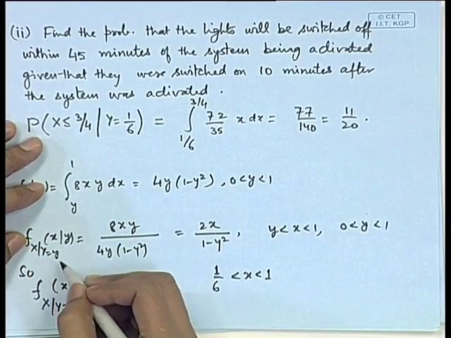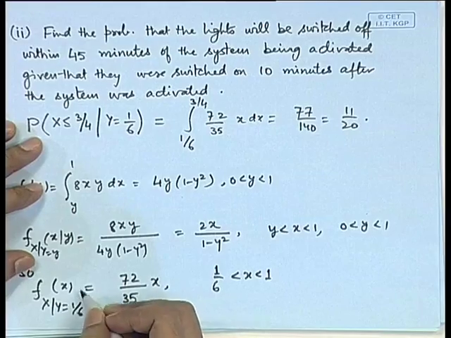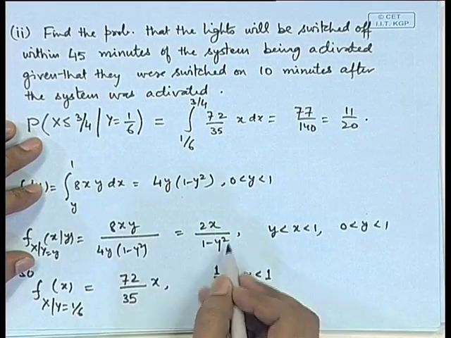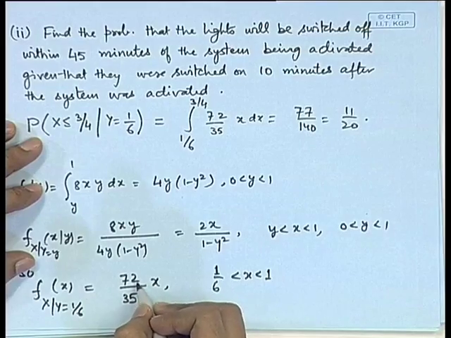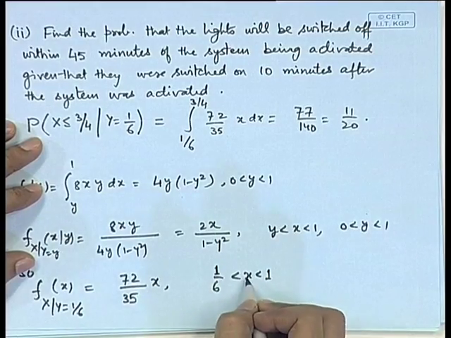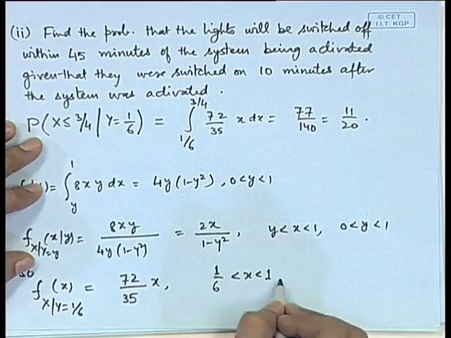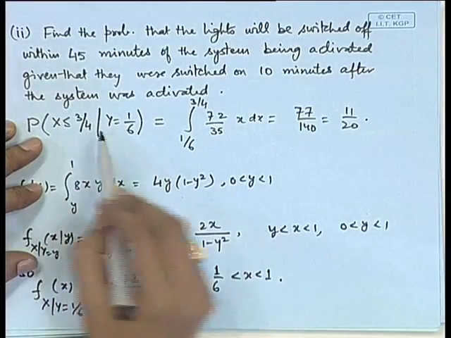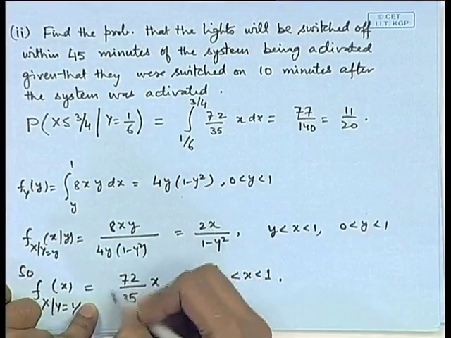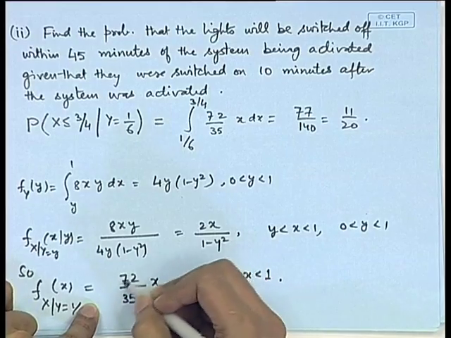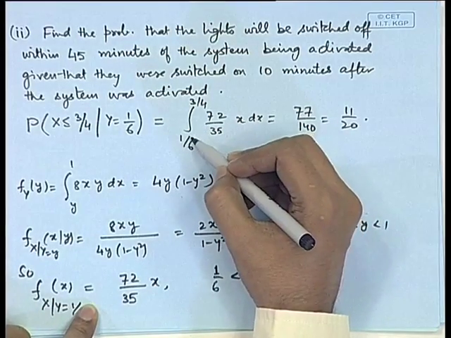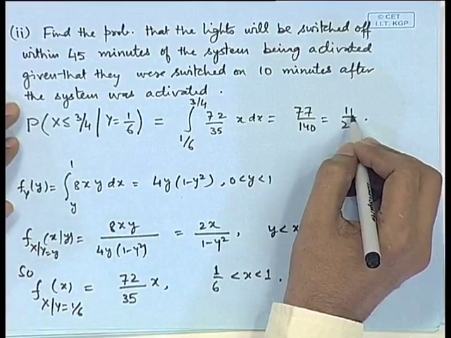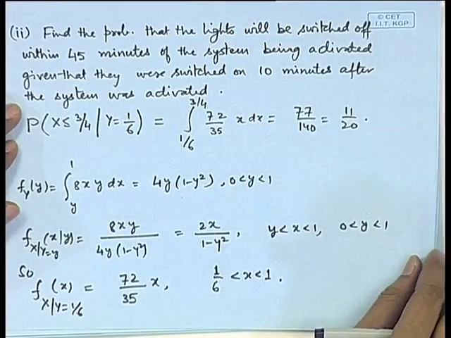So, the conditional distribution of x given y equal to 1 by 6 is easily evaluated by substituting y equal to 1 by 6 here, and we get 72 by 35 x for x lying between 1 by 6 to 1. Therefore, this conditional probability is obtained by evaluating the integral of this density over the region 1 by 6 to 3 by 4, and it is evaluated to be 11 by 20.